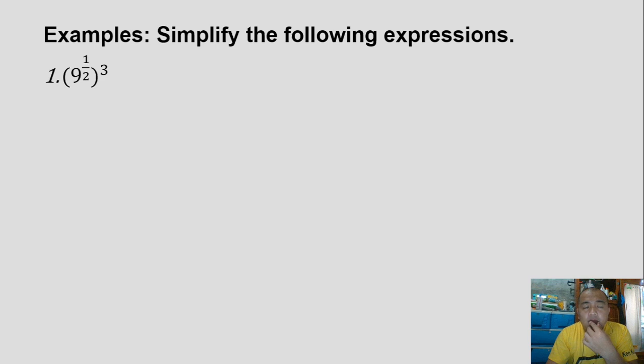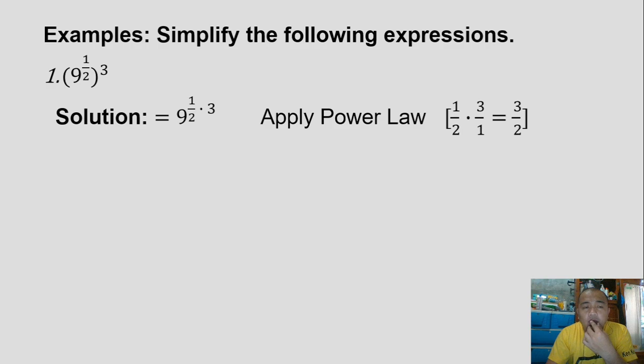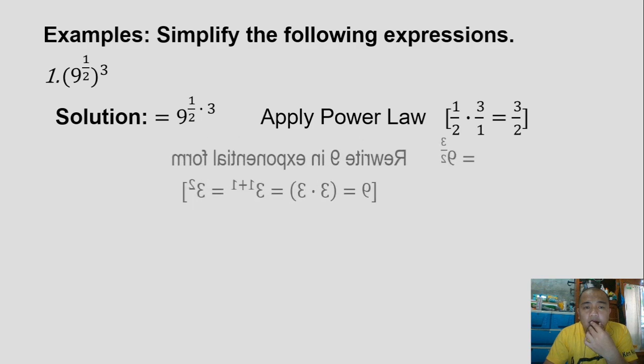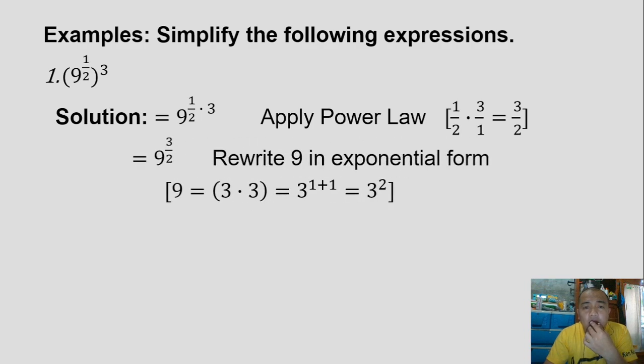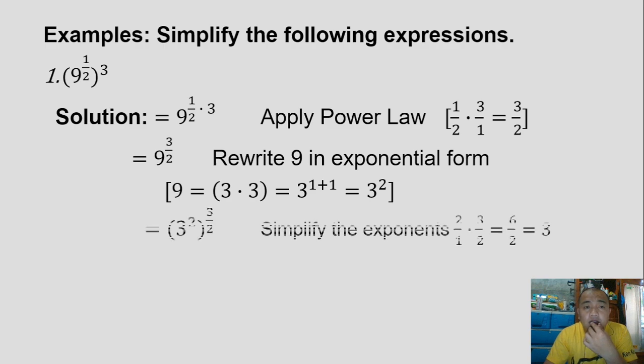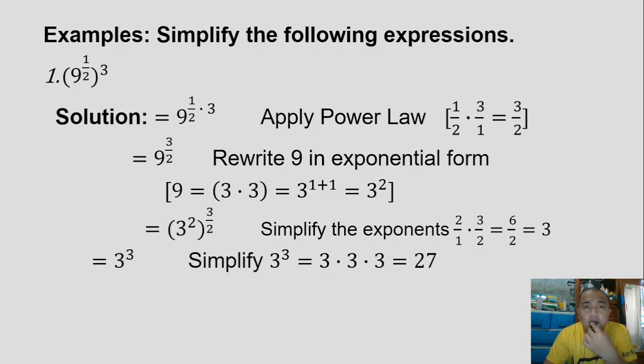Okay, let us simplify the following expressions. 9 raised to 1/2, cubed. By applying the power law, we will multiply the exponents because it's a power to power law. 1/2 times 3 is 3 halves. So, 9 raised to 3 halves. But 9 can be written as 3 squared. 3 times 3 is 9. So, 3 squared raised to 3 halves means we're going to multiply again the exponents. 2 times 3 halves is 3. Then the answer is 3 cubed. Simplify 3 cubed, that's 3 times 3 times 3 equals 27. So 9 raised to 1/2, cubed, is 27.